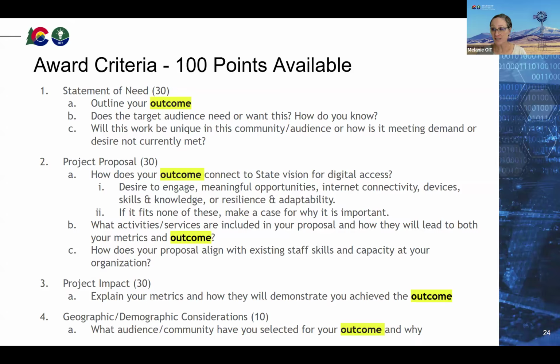Your activities and services will be in your proposal, and they'll be related to both your metrics and your outcome. And your project outcome is going to be the impact, basically. So all of these things are tied together, and we just want to make that really explicit so that you know why we even offered this webinar in the first place.